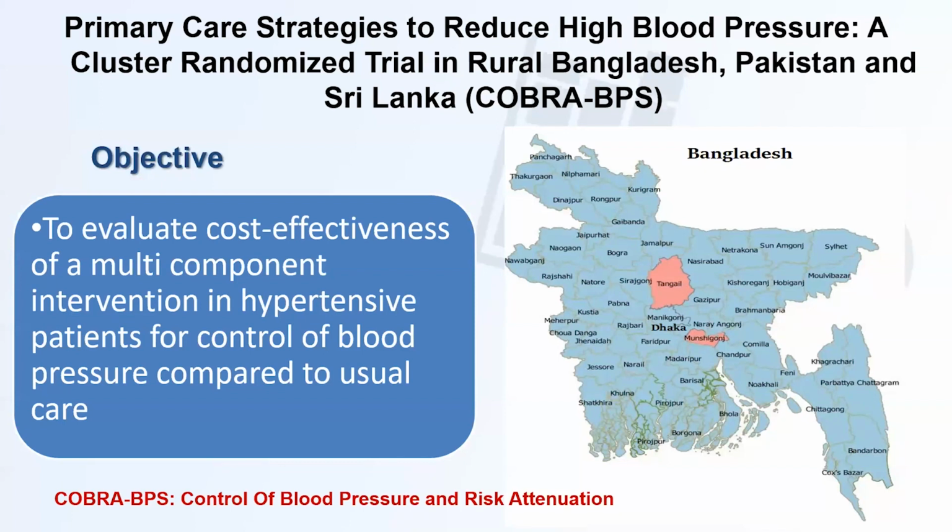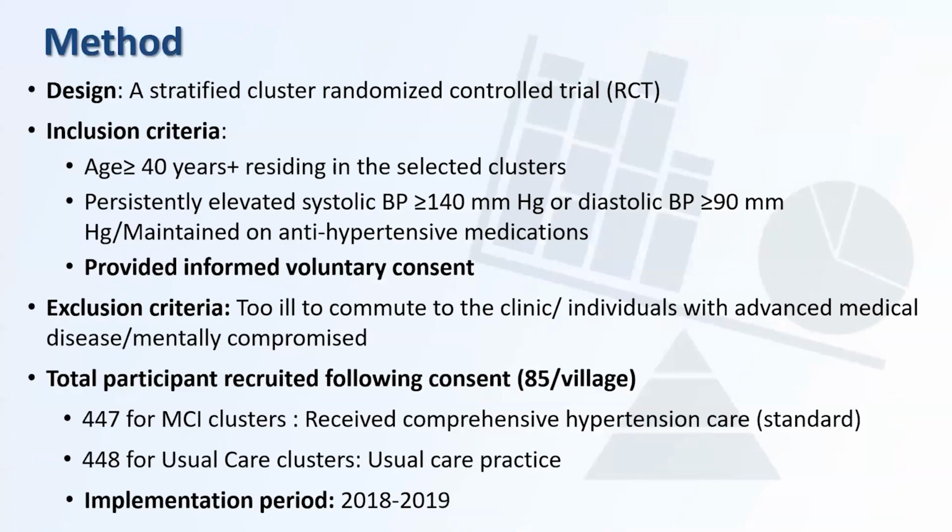This study actually included 10 villages from each country. In Bangladesh, 2 districts were selected to identify 10 villages. So it was a stratified cluster randomized controlled trial among individuals 40 years or older who had already been diagnosed as having hypertension and provided informed voluntary consent.